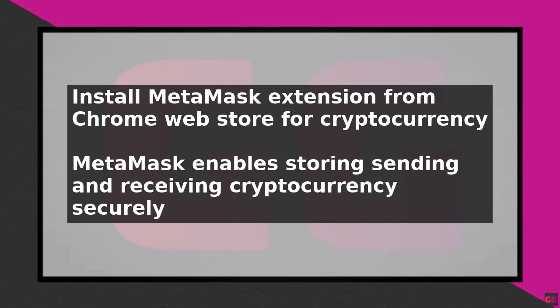A pop-up window will appear. Click Add Extension to confirm the installation. Once the installation is complete, you will see the MetaMask icon in the top right corner of the Mises browser. Click on this icon to open the MetaMask wallet.